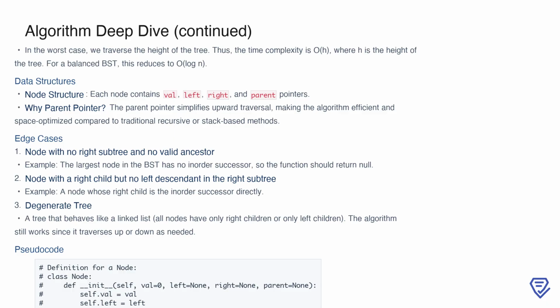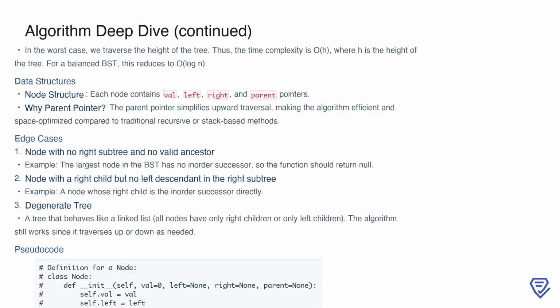Let's also consider a few edge cases to ensure the algorithm handles all scenarios. First, if the input node is the largest node in the tree, it will have no right subtree and no valid ancestor, so the function should return null. Second, if the node has a right child but no left descendant in that right subtree, the right child itself will be the successor. Lastly, in a degenerate tree, which is essentially a linked list with all nodes having only left or only right children, the algorithm still works seamlessly since it simply traverses up or down as needed.